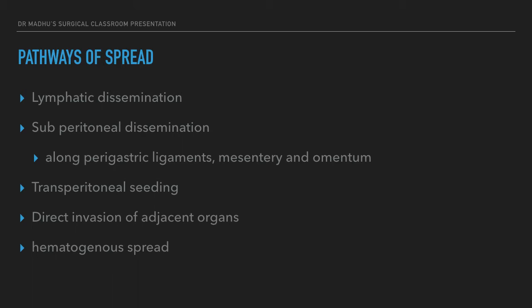Transperitoneal seeding can occur where there can be drop metastasis of tumor cells to ovary resulting in Krukenberg's tumor and pelvic deposits. There can be direct invasion of adjacent organs from the primary, and finally the tumor can spread hematogenously to distant organs like lung, liver and bone.